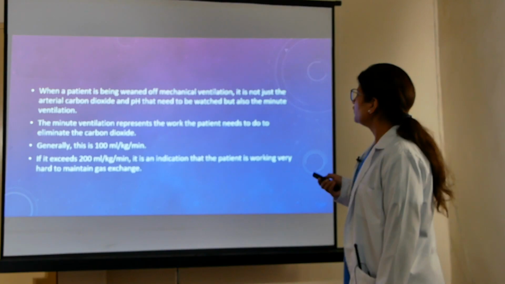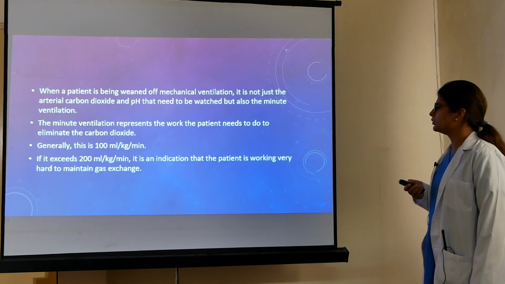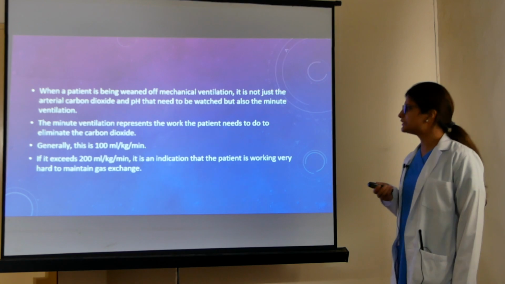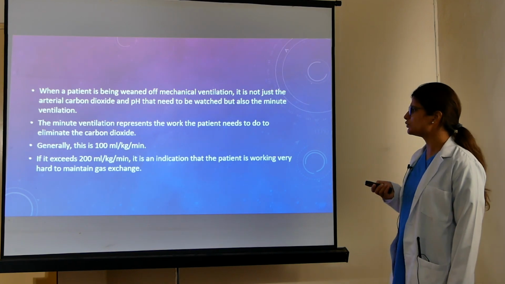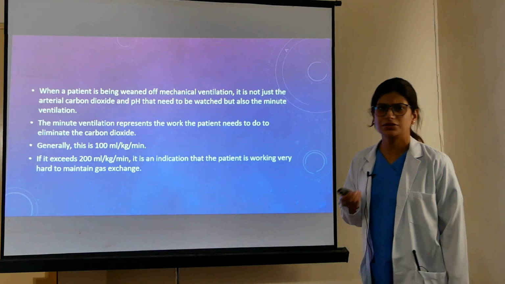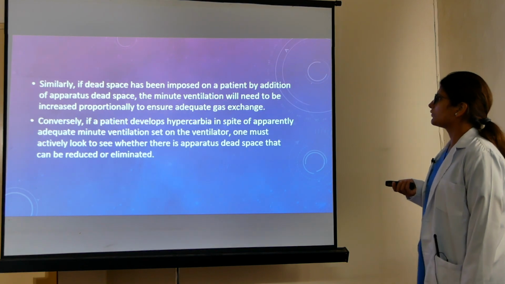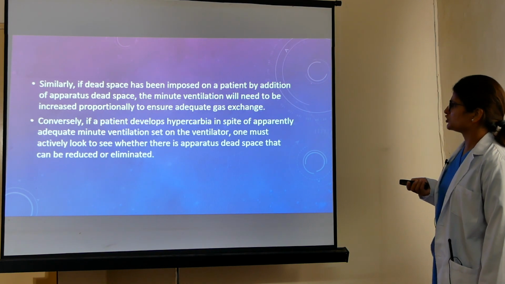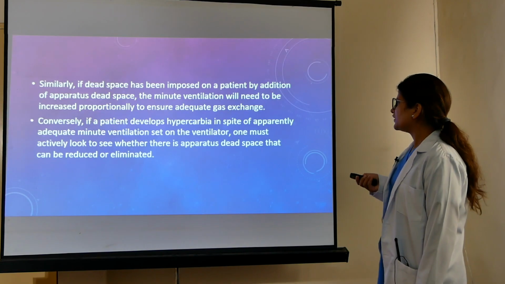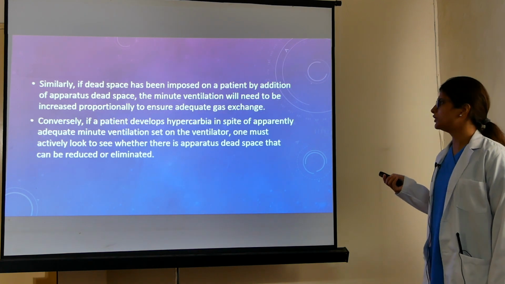When a patient is being weaned off mechanical ventilation, it is not just the arterial carbon dioxide and pH that need to be watched, but also the minute ventilation. It represents the work of breathing for the patient. Generally this is 100 ml per kg per minute, and if it exceeds 200 ml per kg per minute, it is an indication that the patient is working very hard to maintain similar gas exchange. Similarly, if dead space has been imposed on a patient by addition of apparatus dead space, minute ventilation needs to increase proportionally. And if the patient develops hypercarbia in spite of apparently adequate ventilation set on the ventilator, one must actively look for apparatus dead space that can be reduced or minimized.